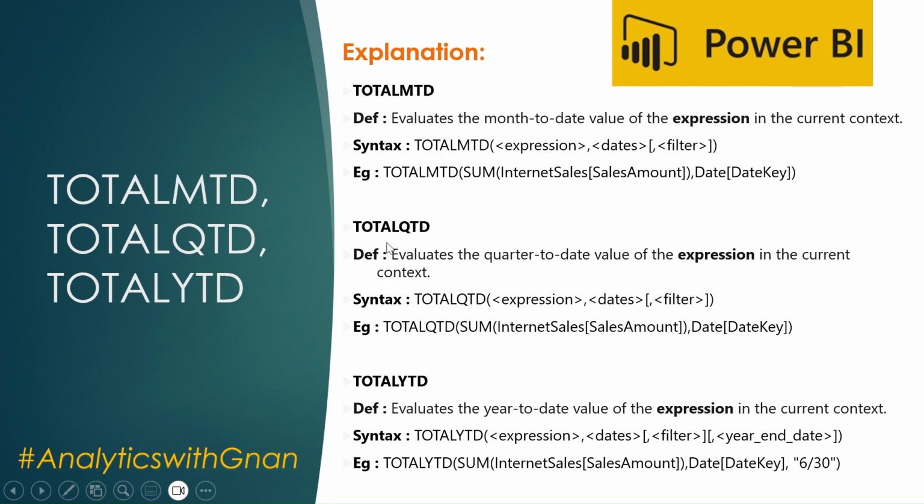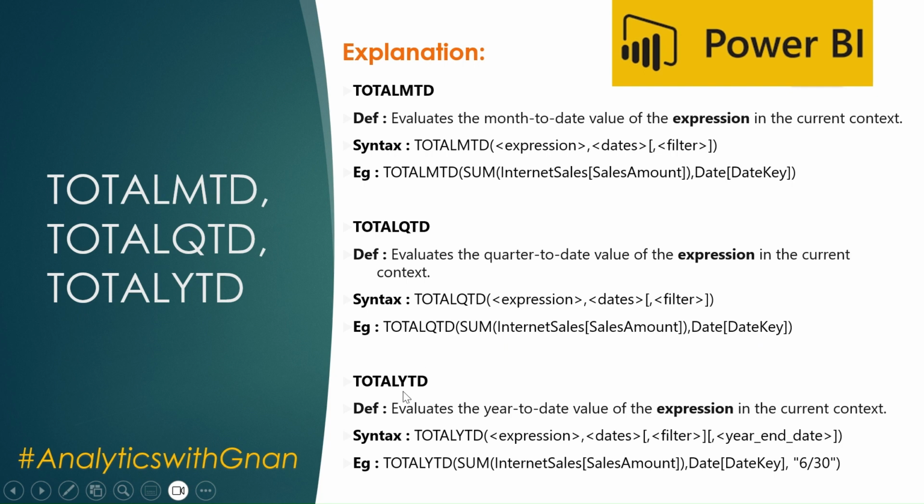QTD stands for quarter to date. It evaluates the quarter to date value of the expression in the current context. So whatever the expression is, here it is sum of sales again. It gives you the data from the first of the quarter till the date. Okay, that is TOTALQTD.